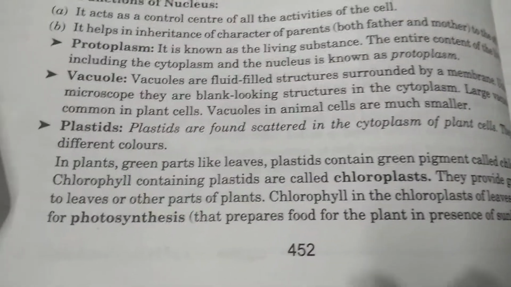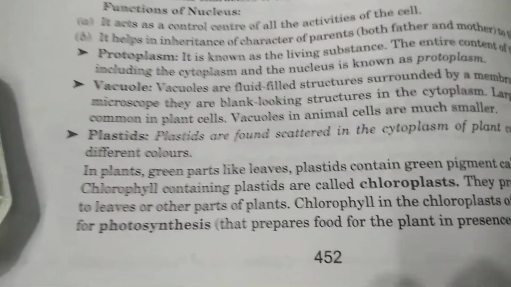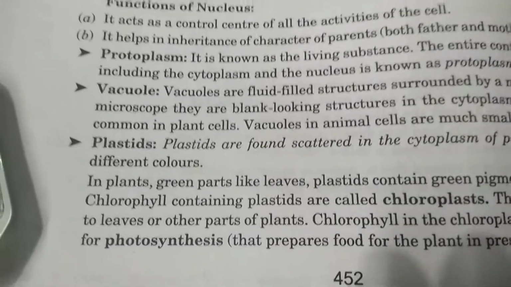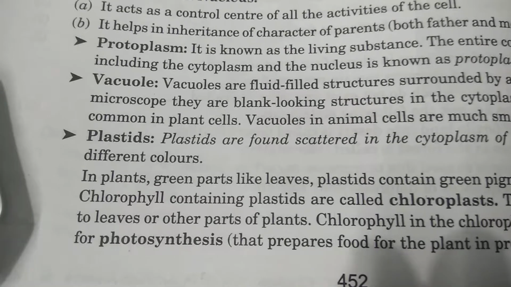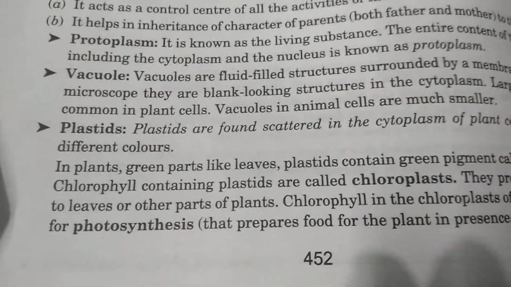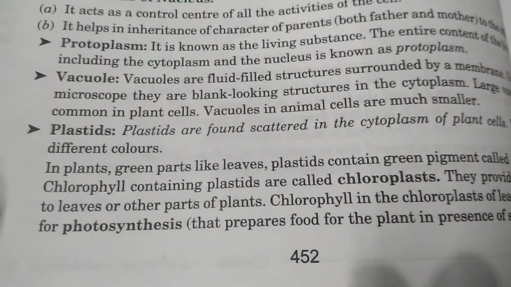A large vacuole is common in plants. It is seen mostly only in the plant cell. In the animal cell, the vacuole is either absent or very tiny. Vacuoles in animal cells are much smaller.